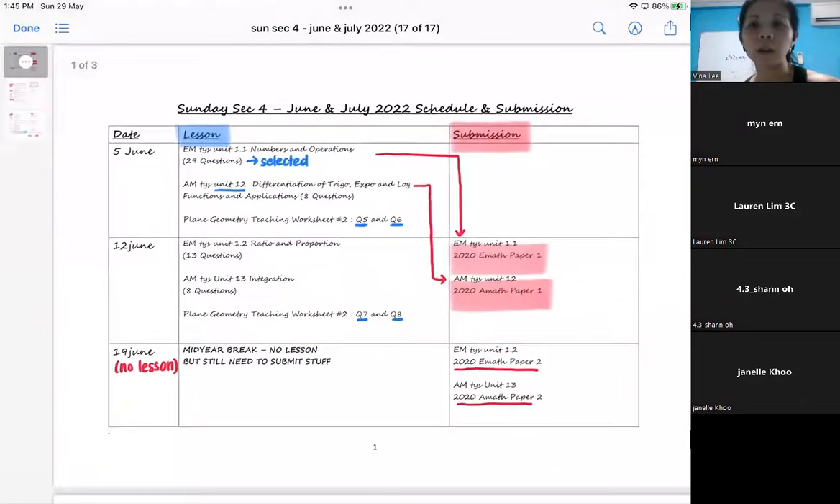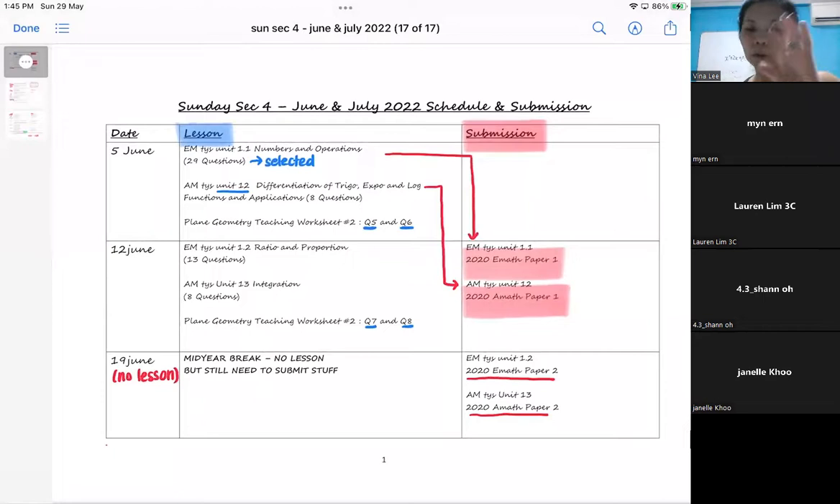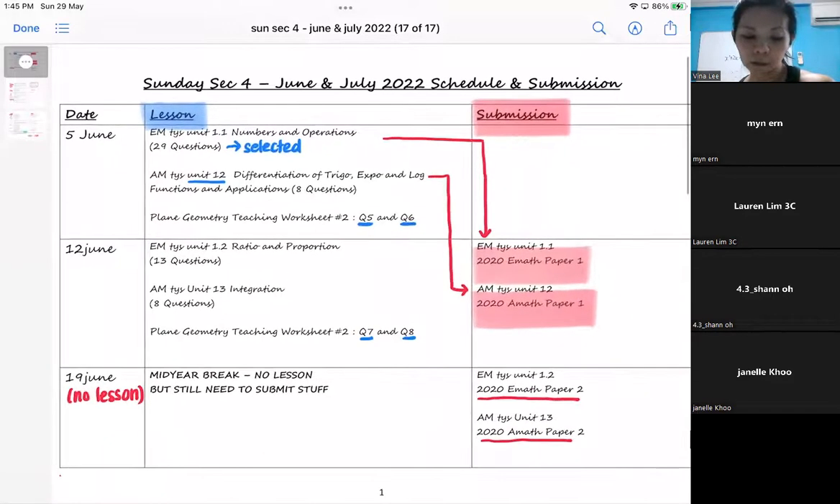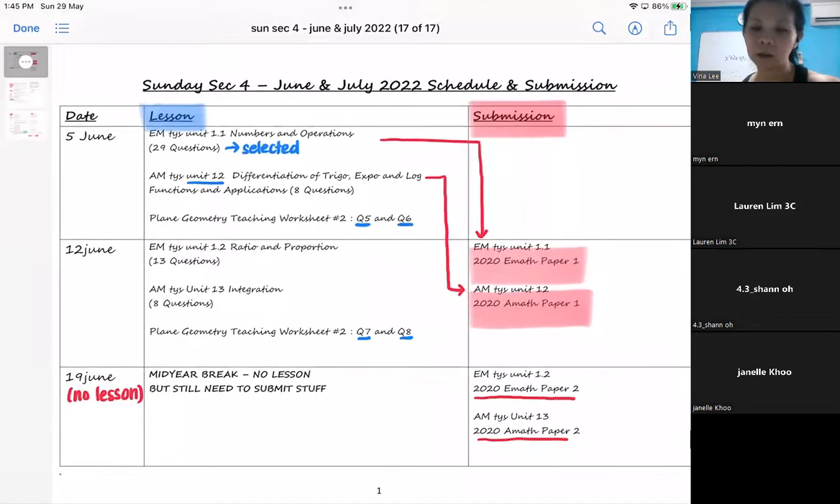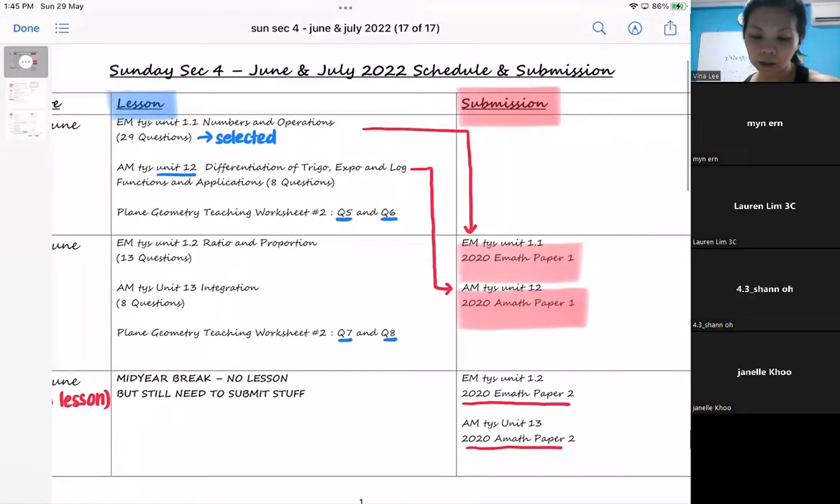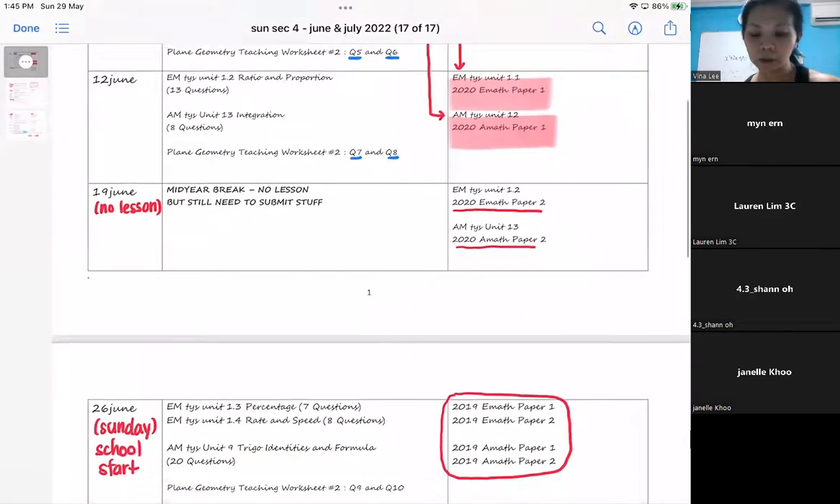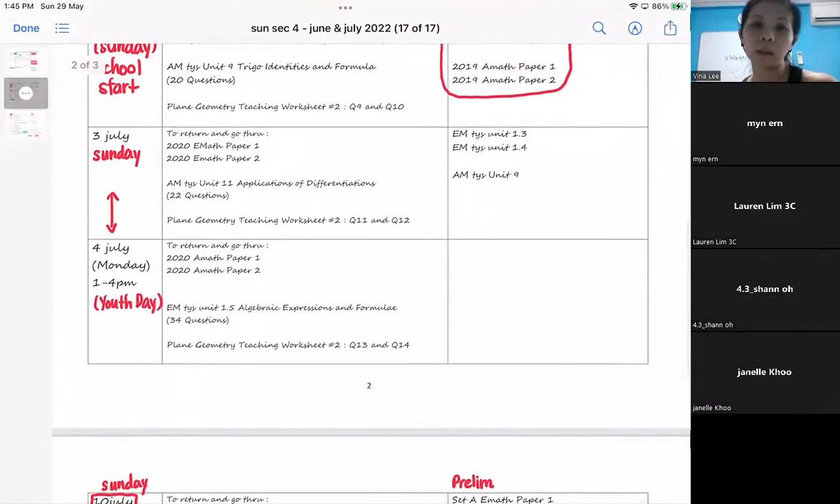Please try to plan ahead for yourself. You don't have a lot of time. This is a 2-month schedule. After another 2 months, most probably you are close to your O-level already. So please take your submission seriously. Take the timeline seriously, and you'll see how much you can actually do in 2 months. If you want to do more, of course, you can do more.